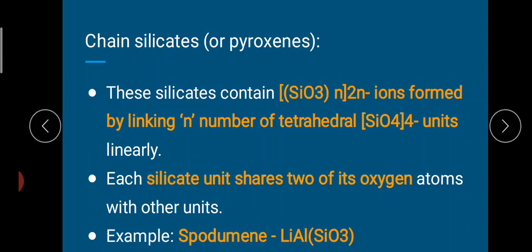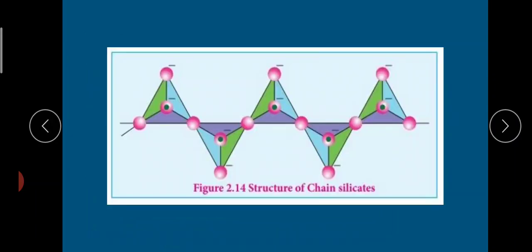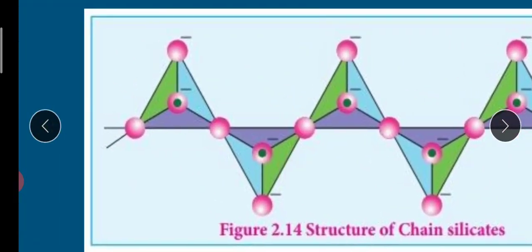These silicates contain (SiO3)n 2n- ions, formed by linking n number of tetrahedral SiO4 4- units in a linear manner. So linearly they are arranged. Here each silicate unit shares 2 of its oxygen atoms with other units. The example is spodumene.